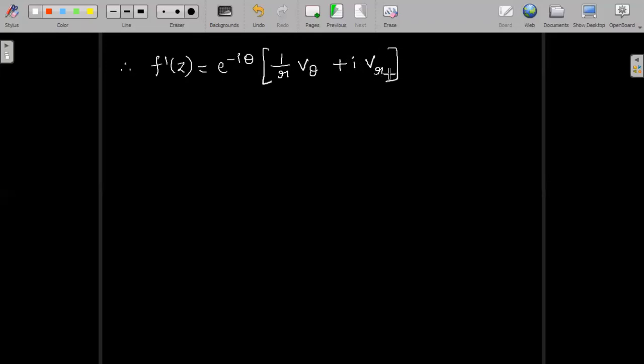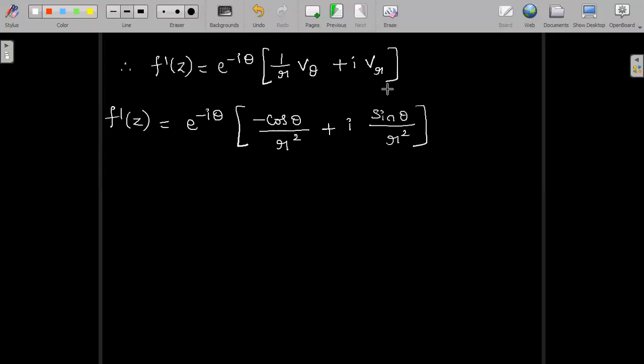Now since we know both these partial derivatives, we can substitute both of these partial derivatives and rewrite f dash of z. So this will become e power minus I theta into v theta. V theta is minus cos theta divided by r. So this becomes minus cos theta divided by r square plus I into Vr. Vr is nothing but sine theta divided by r square.